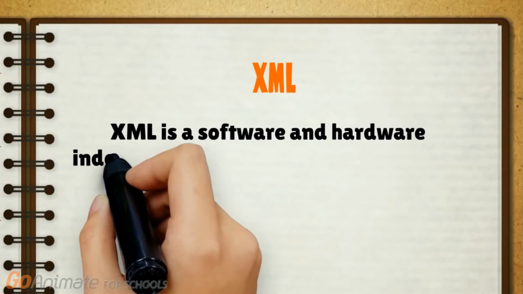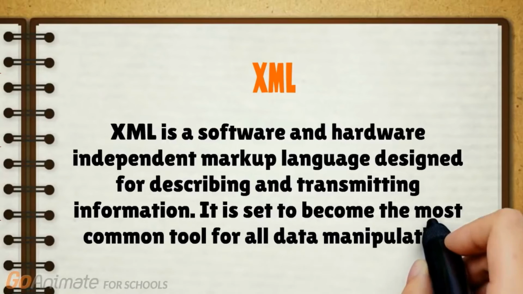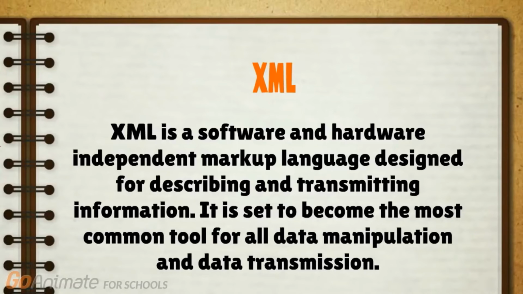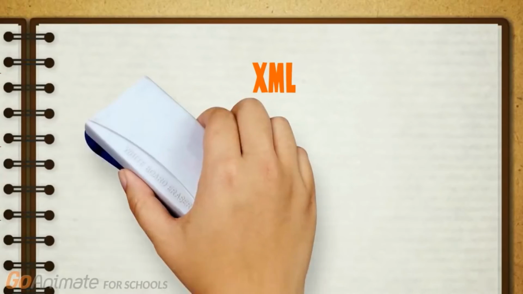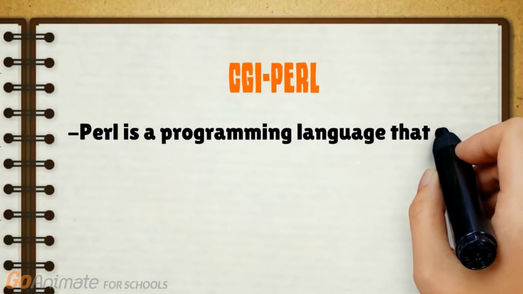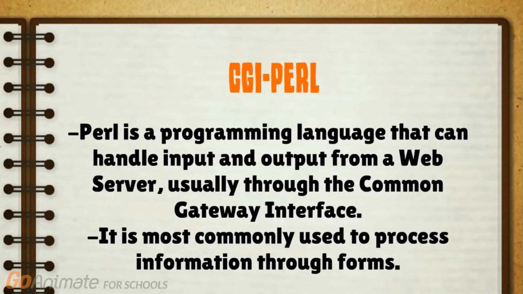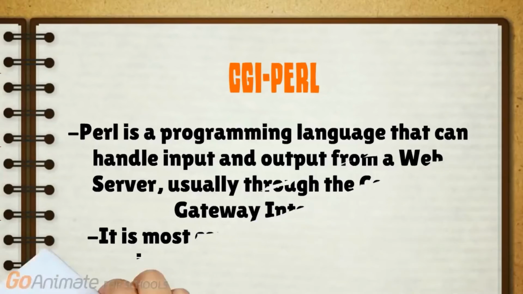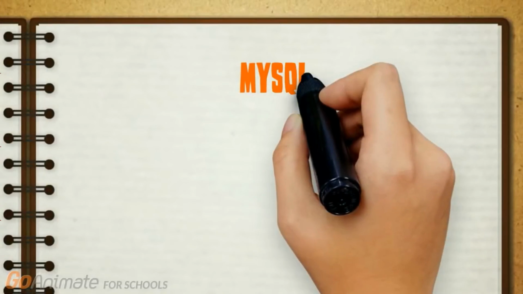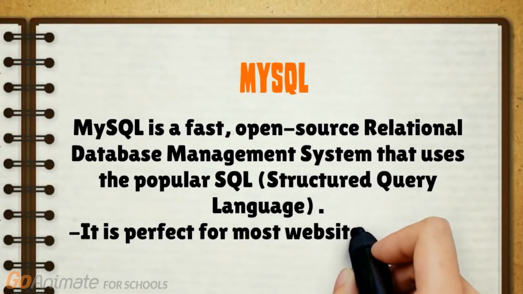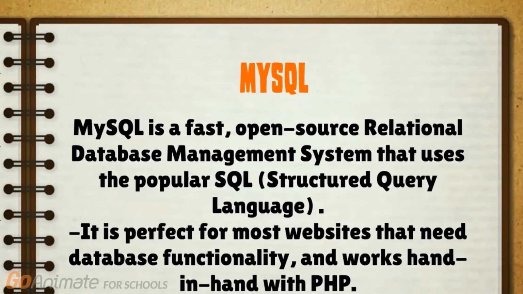XML is a software and hardware-independent markup language designed for describing and transmitting information. It is set to become the most common tool for all data manipulation. Perl is a programming language that can handle input and output from a web server, usually through the Common Gateway Interface (CGI). It is most commonly used for form information. MySQL is a fast, open-source relational database management system that uses the popular SQL, Structured Query Language. It is perfect for most websites that need a database.